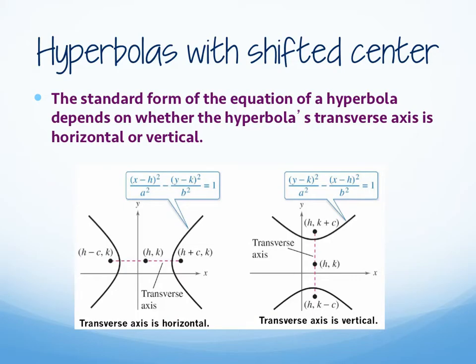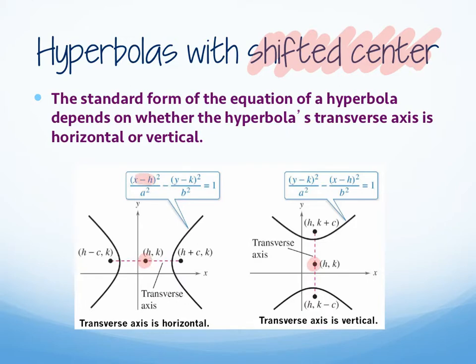Okay, so the standard form of the equation of a hyperbola depends on whether the hyperbola's transverse axis is horizontal or vertical. We just talked about this. The difference between what we just talked about and this is the shifted center. If you go back to that last example, notice that it was always in the middle, always on 0, 0 starting. Now we're shifting the center off to wherever (h, k) is.